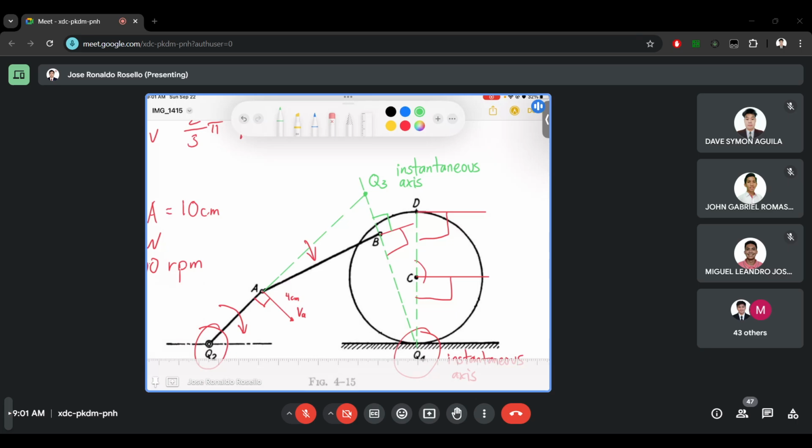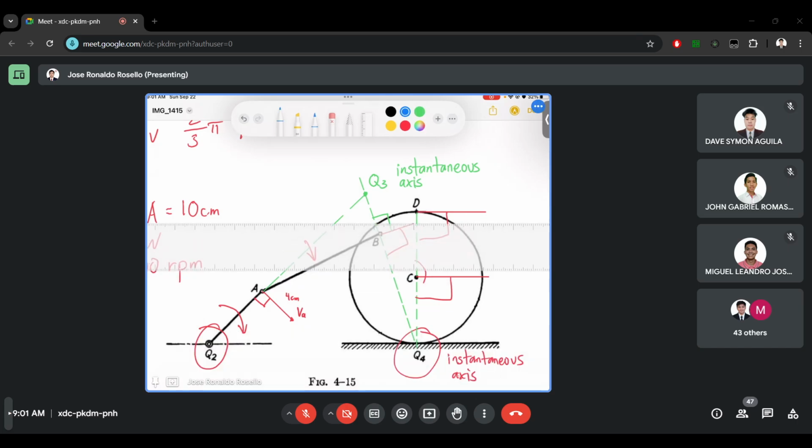A and B are on the same link, so we can make a new instantaneous axis just for A and B. I made a perpendicular line with the direction of their vectors, and their intersection will be the instantaneous axis. So once we have this, we can do what we did earlier. Again, if we have a compass, it will be easier. But since I don't have a compass here, I'll just use the ruler method.